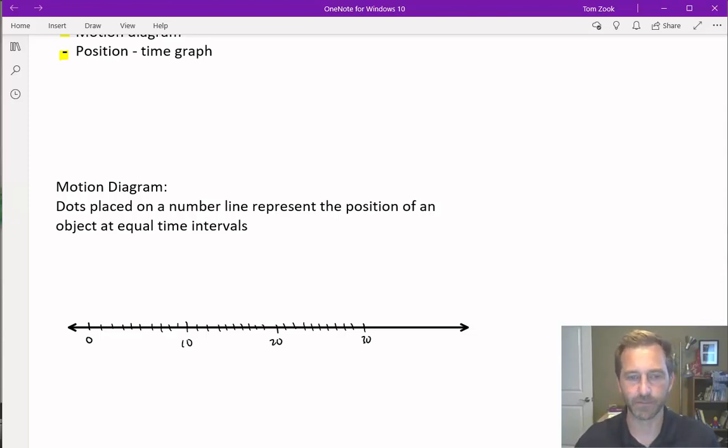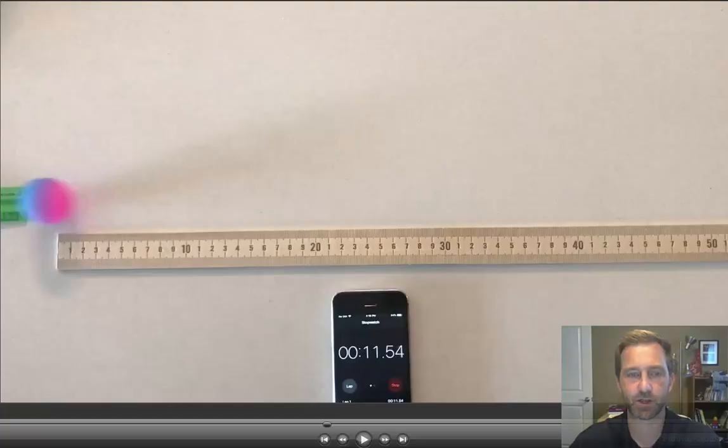I got a little example going here, but we got a number line. I've got some numbers on it. Let's go ahead and take a look at a video of an object in motion and see what it looks like. So here I've got a video I shot on a countertop. There's a multicolored bouncy ball. I've rolled it down a ramp so that it's got some speed. And I've got a meter stick where each of the numbers here represent a centimeter.